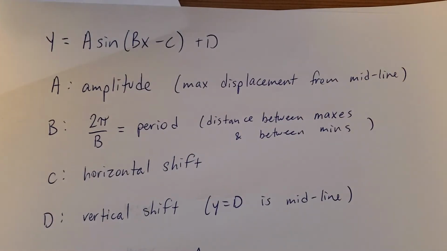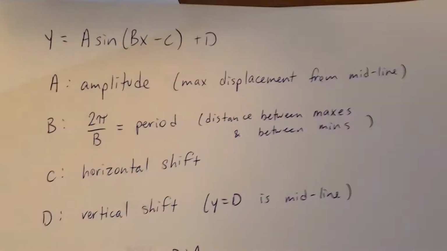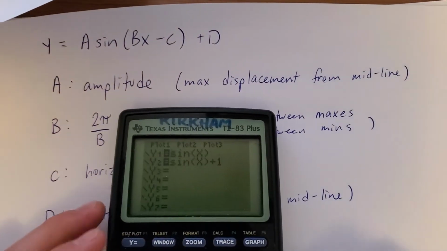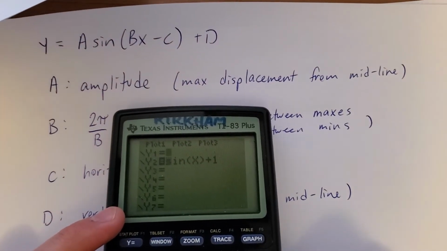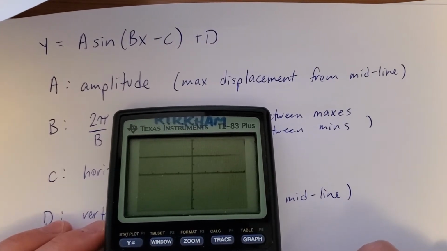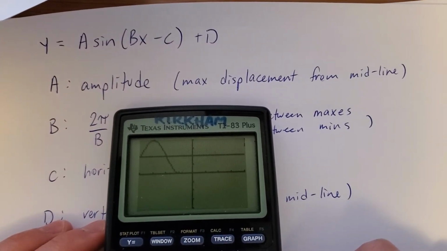D is the vertical shift. So y equals d is the midline. Okay, so check this out. I'm going to leave sine x plus 1, and then I'm going to say y equals 1. So there's y equals 1. Now sine x plus 1 just goes up and down from that midline. That's what I mean by midline.